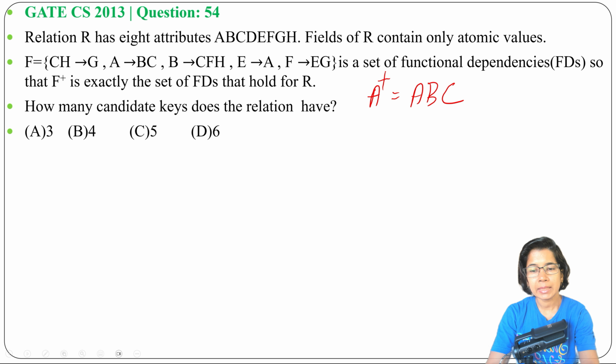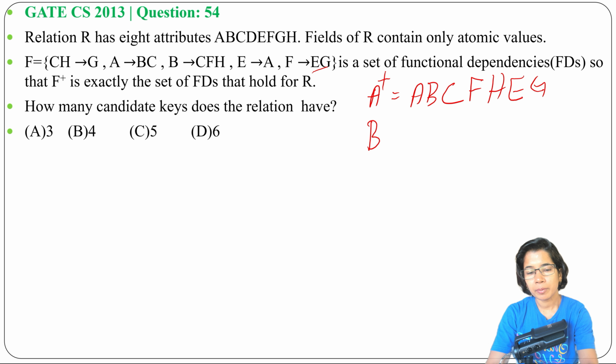Then from B, C, F, H. So F, H. From F, E, G, right? E, G. From E, A is already there. C, H, G, all are there. So A positive closure contains A, B, C, E, F, G, H.